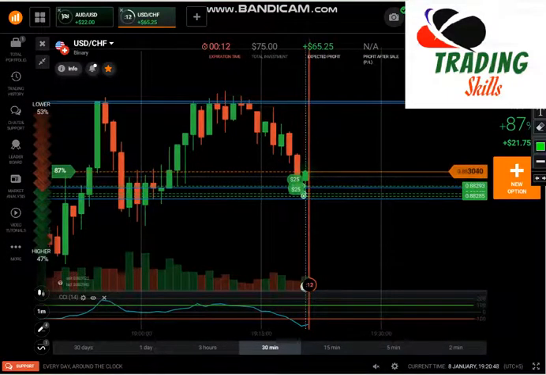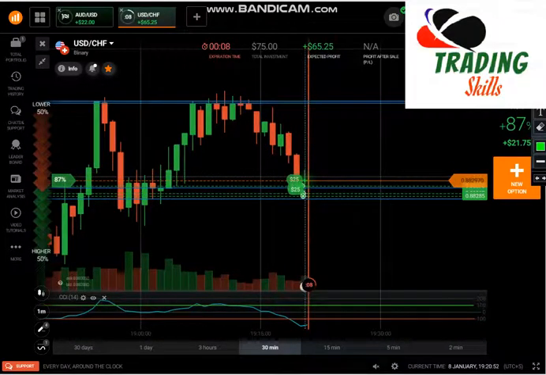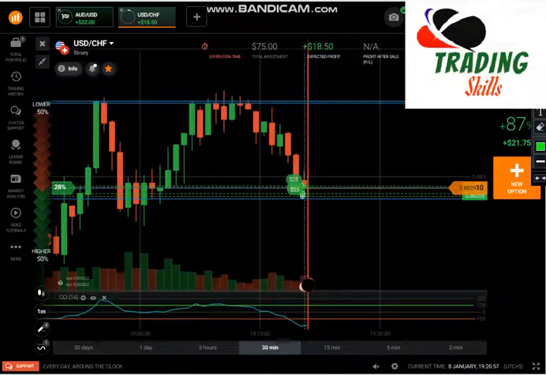Now you can see the candles are going up from this point, so my entry point is good, so I will win this trade for sure.